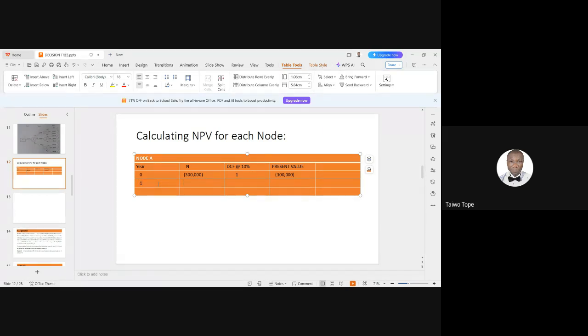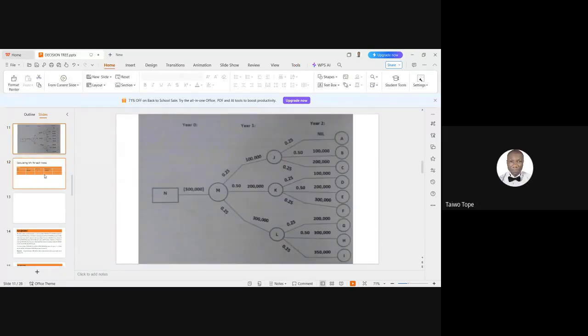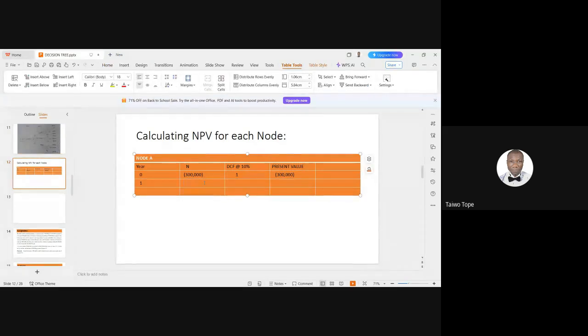Now, for node A, in year 1, the inflow is what? 100,000. So what will be the discount factor based on 10%? 0.909. The present value will be what? 90,900.